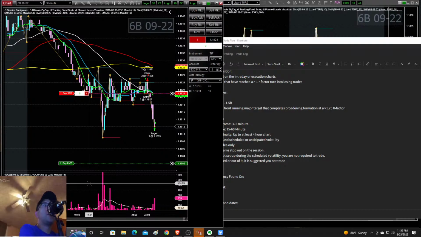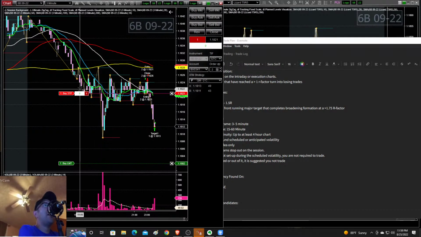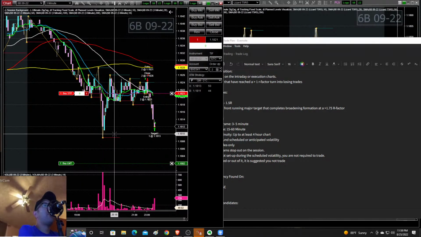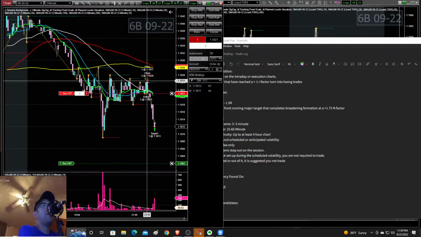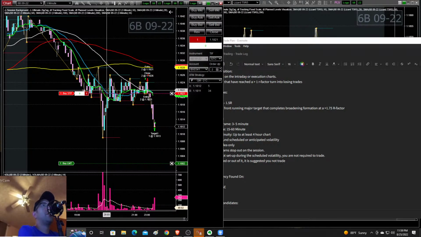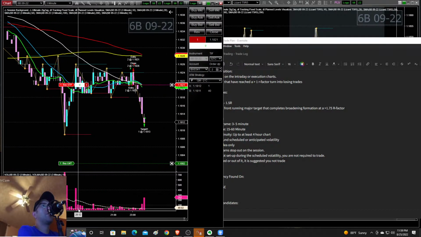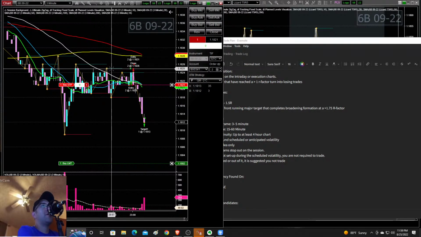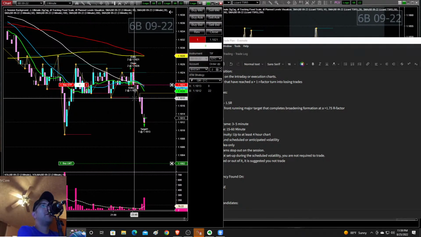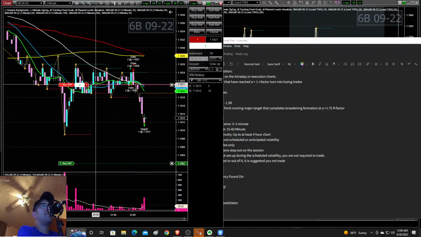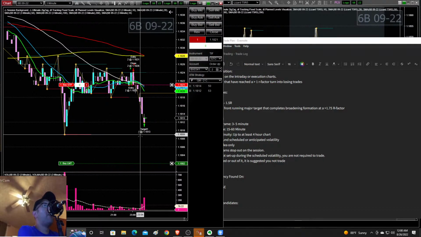So you guys see how I am playing this. Again, the goal is to complete the broadening formation. You guys see what we have right here. This is what's happening: it took out a high, created a little bit of base, now following through. Now we want to take out the other side of this, complete the broadening formation.